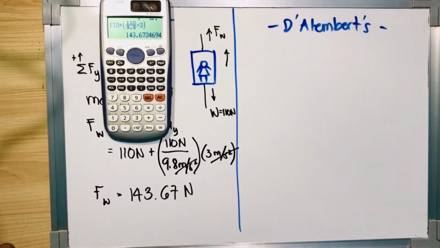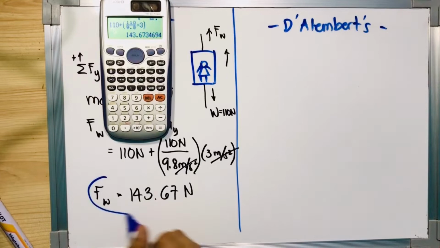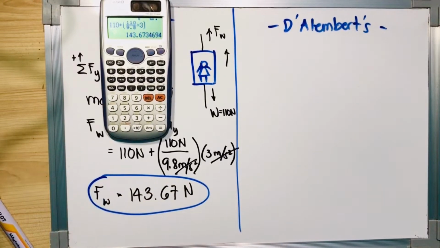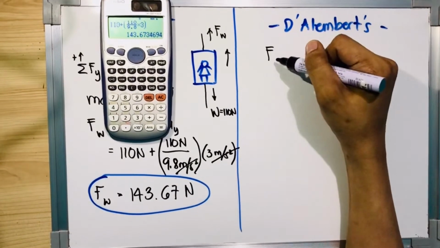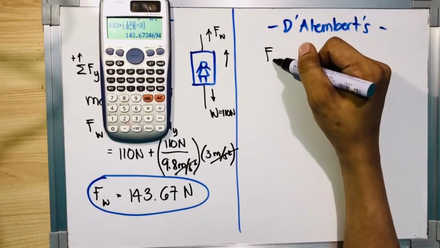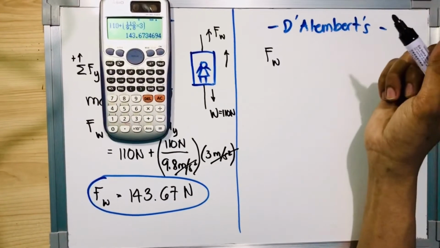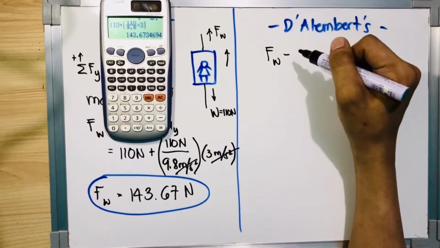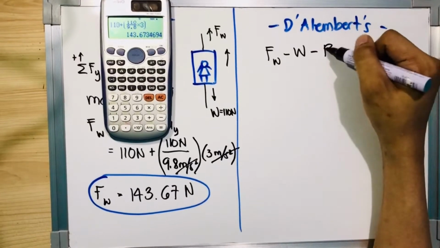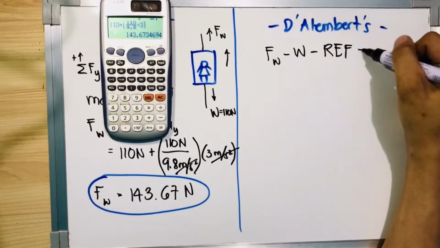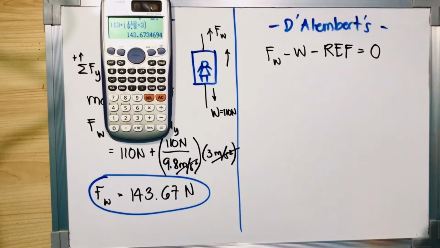Napakadali lang, basta't alam natin kung ano nga ba yung force at yung mga magiging direction ng forces sa ating free body diagram. So let's move on using the D'Alembert's principle. At ano nga ba yung magiging formula nito? So ang formula nito is, syempre meron na tayong free body diagram. We have the force exerted by the woman minus yung weight, kasi salungat yung weight, and then minus REF, or the reverse effective force, which is equal to 0. Okay? So, yan lang magiging kaibahan.